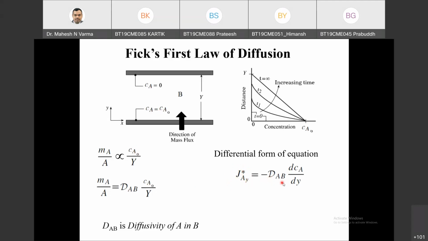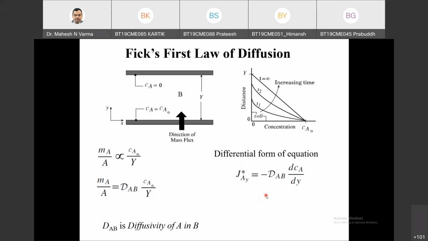That will be minus DAB dCA by dy. So this is the diffusivity of A and B, and this is the concentration gradient. The negative sign indicates the concentration is decreasing with increasing y. Here y equals 0, y is increasing and concentration is decreasing. You can see the highest concentration, then decrease, a negative slope. Because of this negative slope of the gradient, the negative sign is given here so that I can have this flux positive.